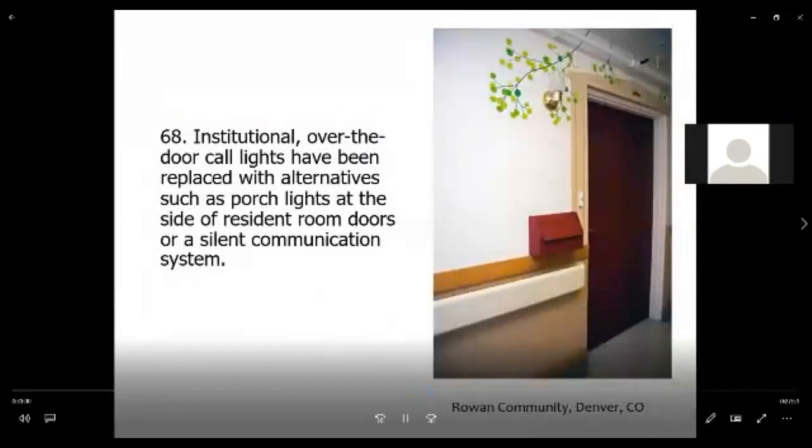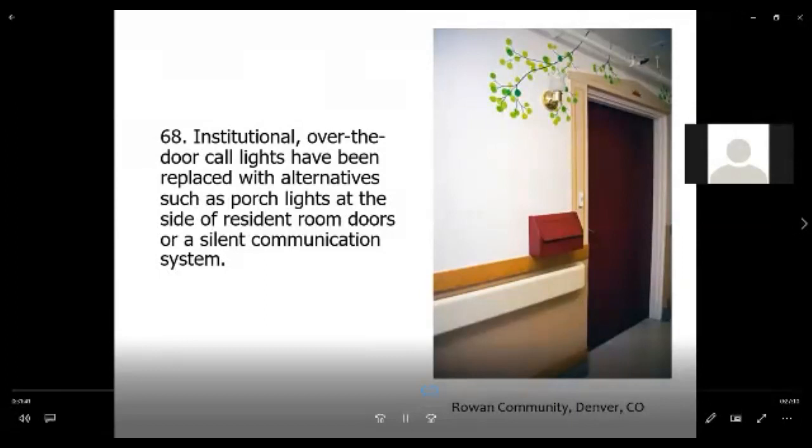All right, some fun ideas here. Check this out. Institutional over-the-door call lights have been replaced with something alternative, such as a porch light. This is just one of our favorite photos. We need you to know, everyone, this is a very old nursing home in Denver. The administrator would talk about how her maintenance guys were very creative and worked with cinder block, the good old cement blocks. They were able to rewire the hospital call lights that were above the door and bring them over to the side and put in porch lights.